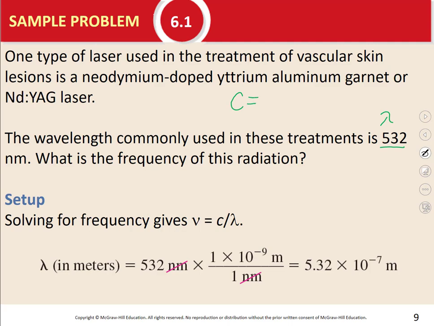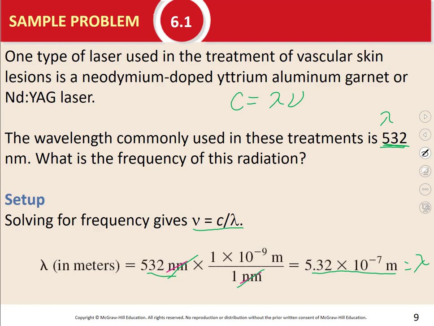So our equation is speed of light is equal to the wavelength times the frequency. If we rearrange that, the frequency is equal to the speed of light divided by wavelength. But before we can just plug in our numbers, what do we need to do? This is 532. Convert it to meters. Good. So 532 is in nanometers, and again, a nanometer is 10 to the negative 9th meters. So 532 nanometers times 1 times 10 to the negative 9th meters per nanometer. Nanometers cancel, and we're left with 5.32 times 10 to the negative 7th meters as our wavelength.